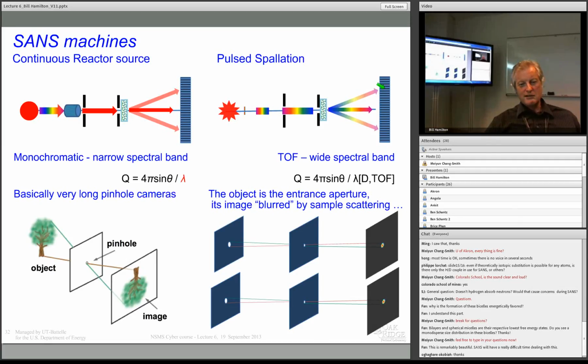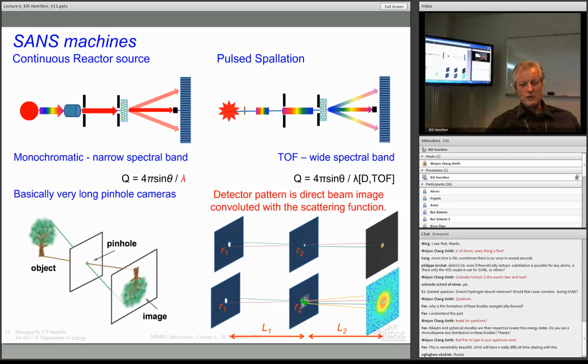And the object is the entrance aperture, and it is blurred by sample scattering. What does that mean? Well, there's no sample here, so all I get is a small dot that is essentially the image of this entrance aperture using pinhole ray optics on the detector plane. If I put a sample in, the image that I originally got is blurred by the fact that I put this sample in here. And that small angle scattering is essentially what I'm trying to get.